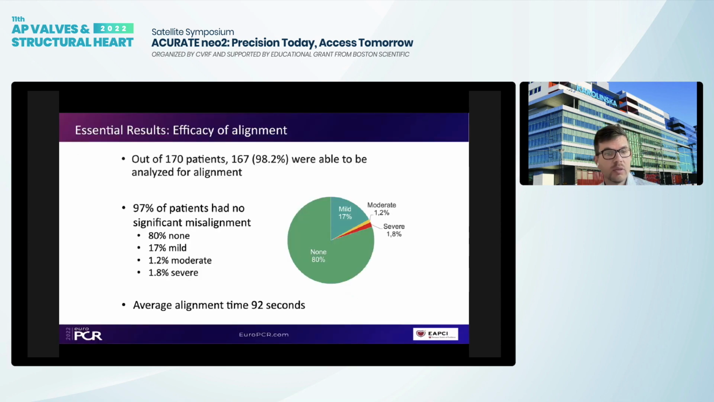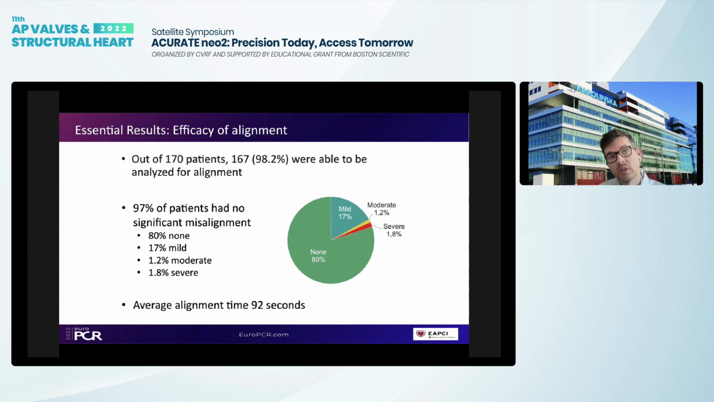We presented at EuroPCR this year results of commissural alignment. It's single center only, from our center. And since we started the commissural alignment with this system and set up as I showed you, we have had 170 patients, and in 167 we were able to analyze them. In the other 3 there were not sufficient images saved to analyze the final result on rotation.